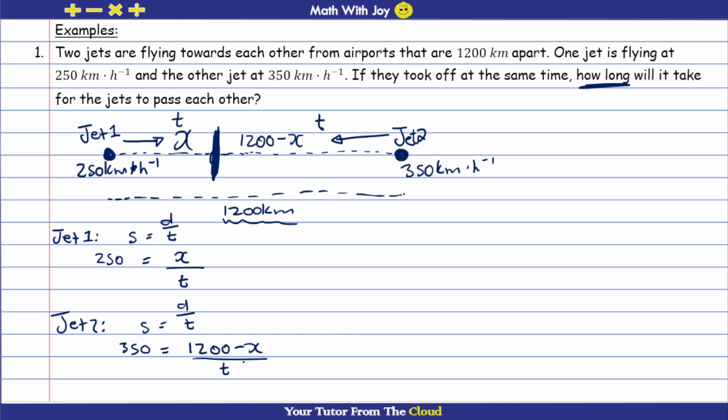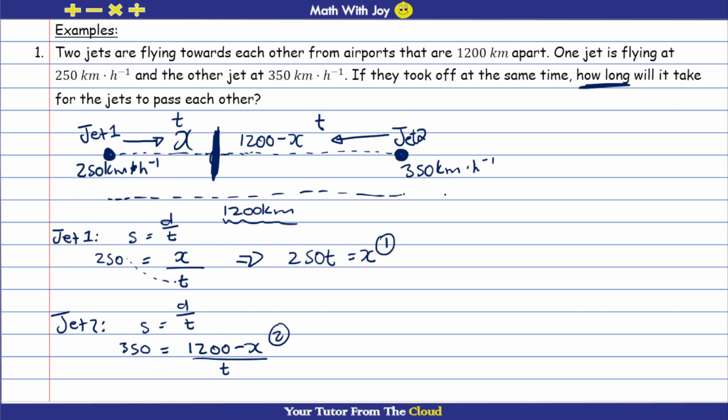So now I have two equations with two variables, the x and the t. I can solve for this simultaneously by making one of them the subject of the formula. So I'll use this one. If I take the t over to the other side, remember the t is dividing the x on the other side, it will multiply. So I have 250t is equal to x, and I'll call that equation 1. Let's call this equation 2.